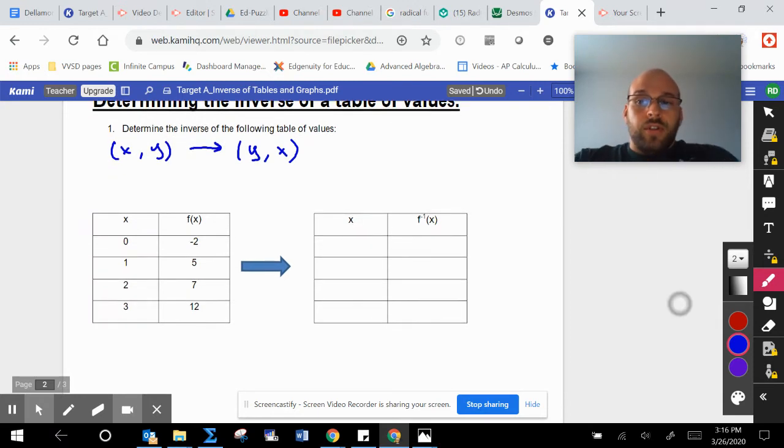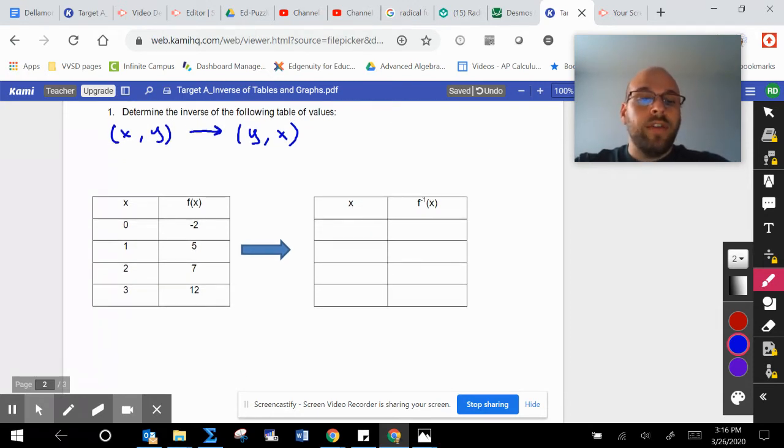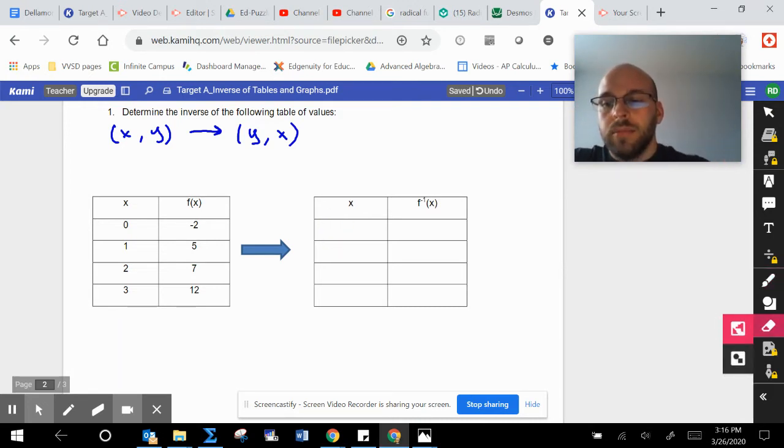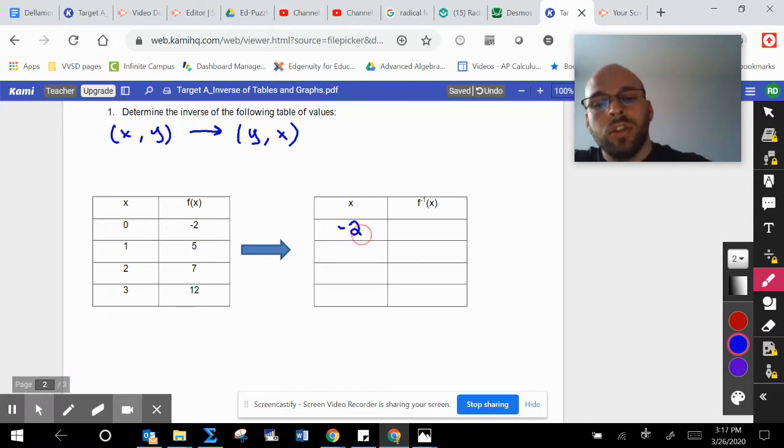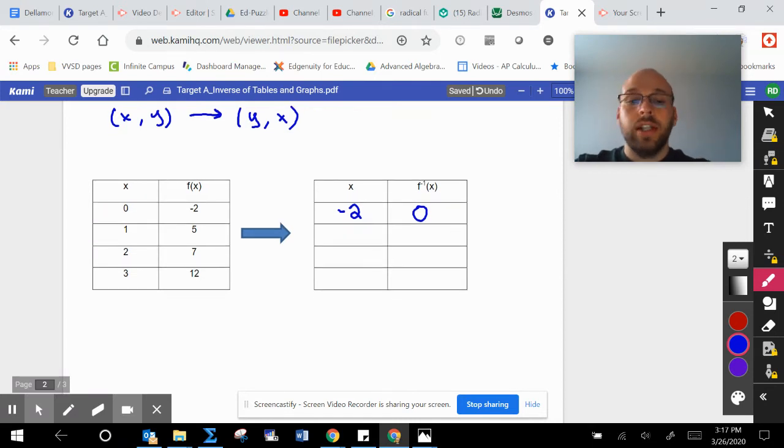So in this first problem, the first point on our table of values is (0, -2). So on the inverse table, the first input would be -2, and the first output would be 0. And then we would continue on that process. For the second point, instead of (1, 5), we're going to have the input be 5 and the output be 1. We're going to have the input be a 7 and the output be a 2. The input is going to be a 12 and the output is going to be a 3.